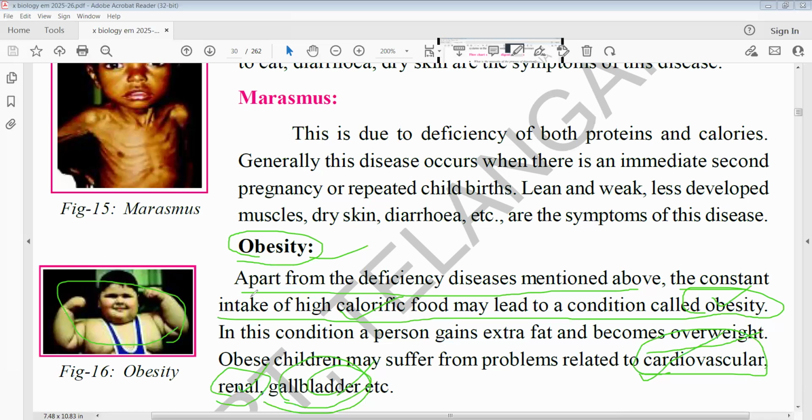So this is a very, very important question. These three malnutrition diseases we should recall at examination level. Sometimes it comes as a long answer also: describe the malnutrition diseases. You have to write three, that is kwashiorkor, marasmus, obesity. Sometimes they may give it in choose-the-correct-answer form also. That you also have to keep in your mind.